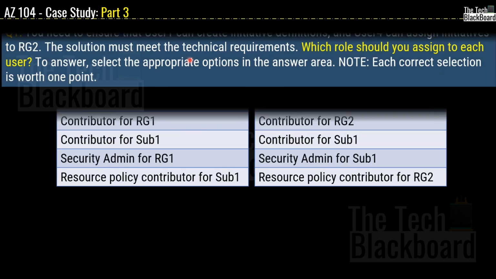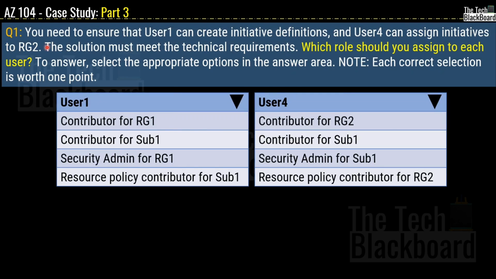So let's read our first question. The question says that you need to ensure that user 1 can create initiative definitions and user 4 can assign initiatives to the RG2. RG2 is nothing but a resource group. The solution must meet the technical requirements. Which role should you assign to each user? To answer, select the appropriate option in the answer area. Please note that each correct selection is worth 1 point.